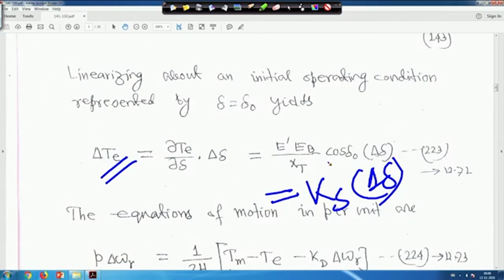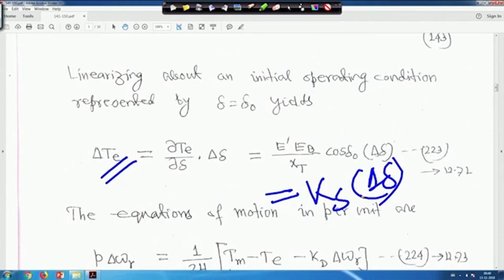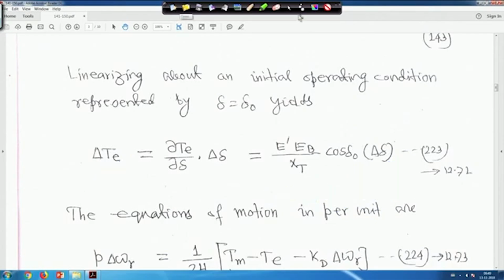Why is it called the synchronizing torque coefficient? There is a question for you. You may not find it in the book, but when you listen to this, put your answer on the forum. This term is called the synchronizing torque coefficient, and it is K s delta delta. So, in that equation we replace delta T e by K s delta delta.